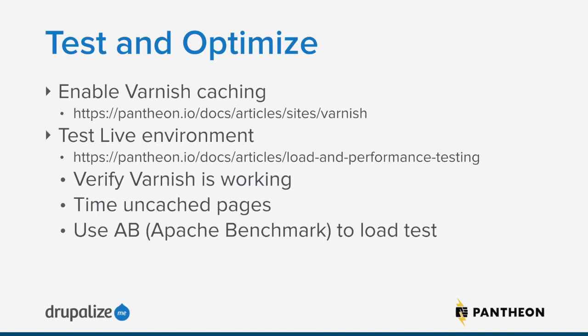You want to verify that Varnish is actually working. There's documentation noted here, that URL, with specific steps that will walk you through how to do these things. So you want to verify that Varnish is actually working. And then you want to time your uncached pages. So anything that's not getting taken care of by Varnish or being cached by Drupal, what does that really look like? And then you can also use a tool called AB, which stands for Apache Benchmark. There are other tools out there too. This is for load testing. So this is going to tell you if your site can scale. Can you take a whole bunch of concurrent users hitting your site at the same time? There are a bunch of tools. Apache Benchmark is a very simple tool from the Apache Foundation, which is really great to use for this kind of thing.